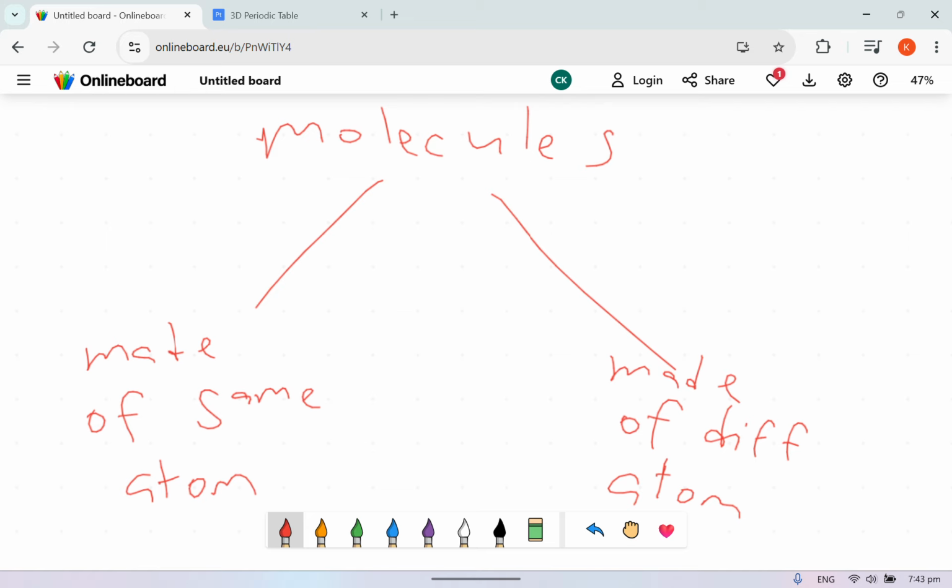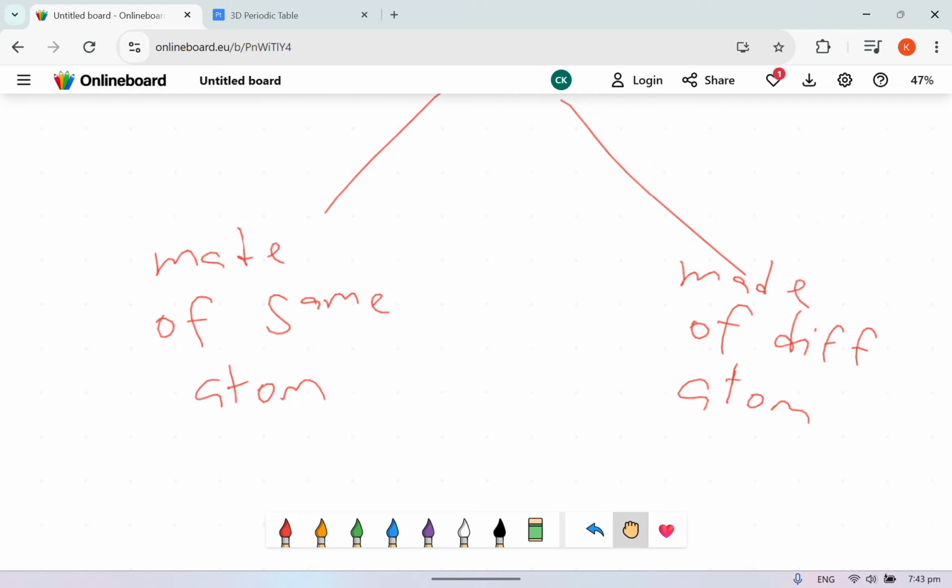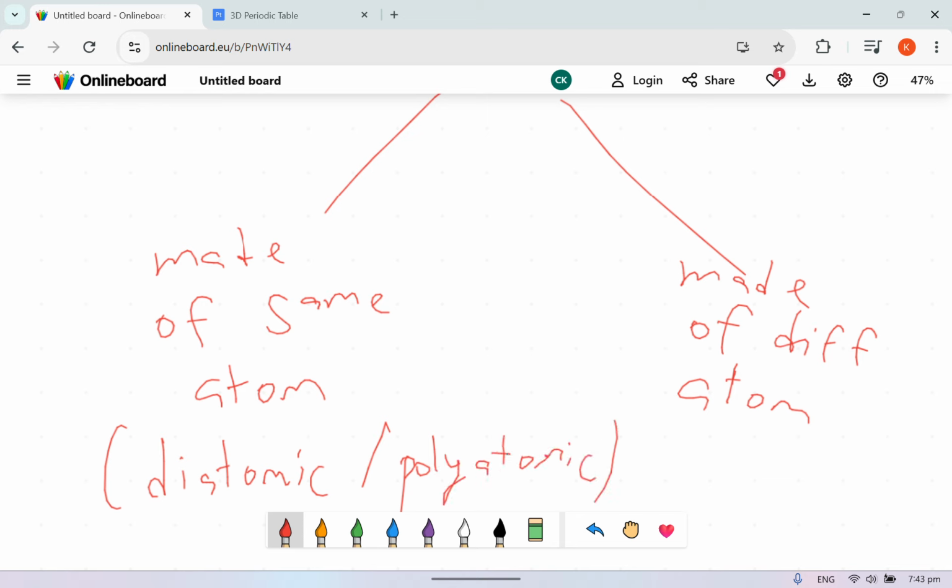So every atom has a corresponding element. It belongs to a certain element. I don't care how many, but it will belong to a certain element. Now, molecules, there are two types, made of same atom and of different atoms. Made of same atoms, if you think about it, are the diatomic elements and the polyatomic elements. Those are basically just molecules as well, made of same atom.